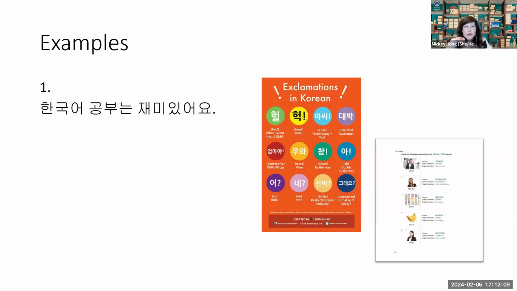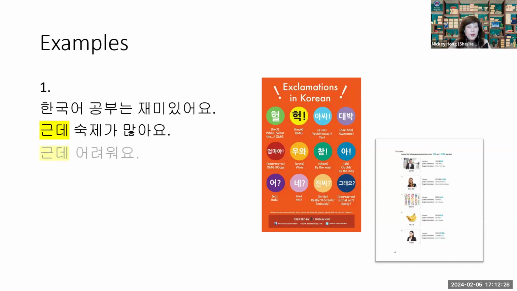So you can say 한국어 공부는 재미있어요. How's Korean study? It's fun. It's interesting. 근데 숙제가 많아요. So, but then there's a lot of homework, contrast. 근데 어려워요. But then it's hard.